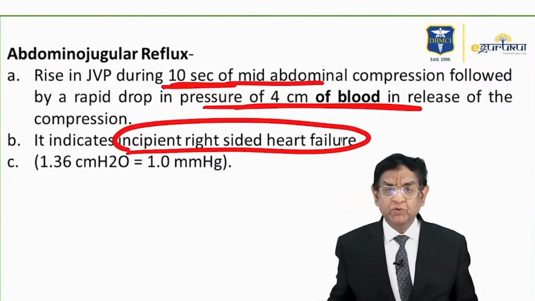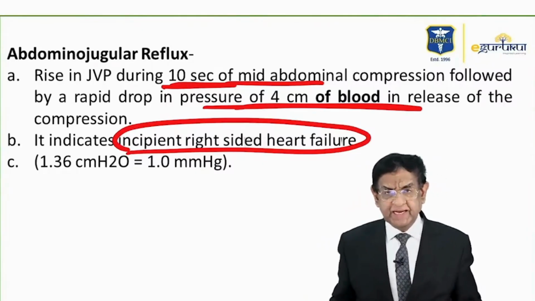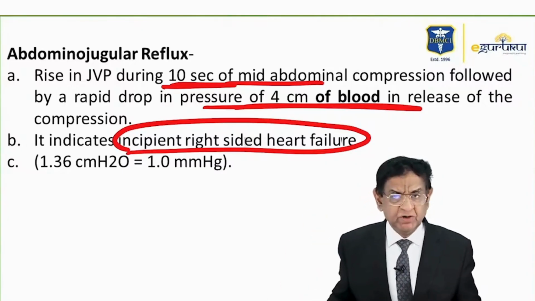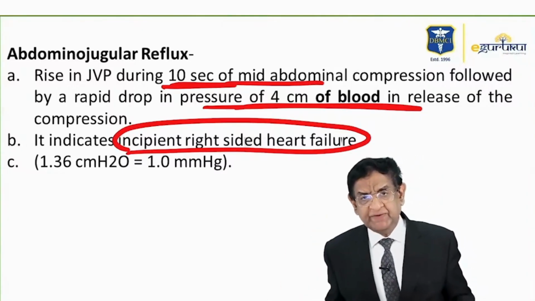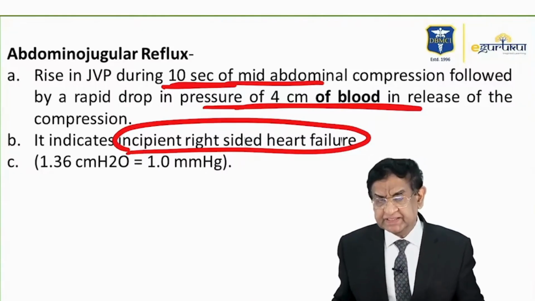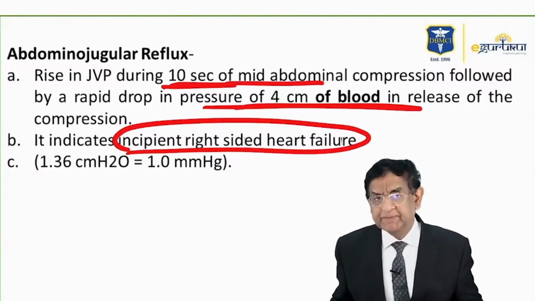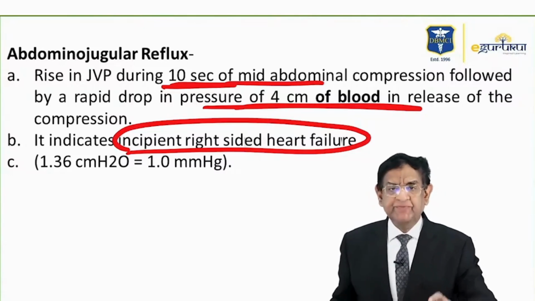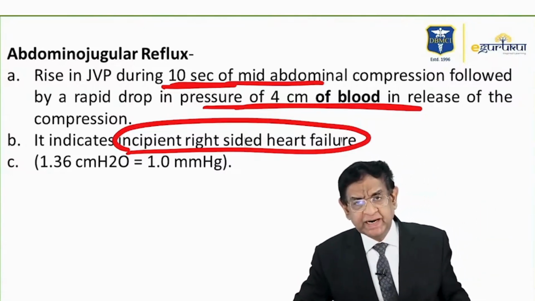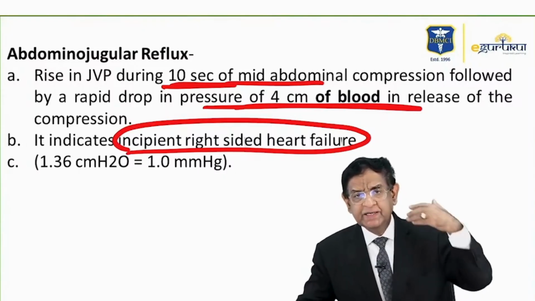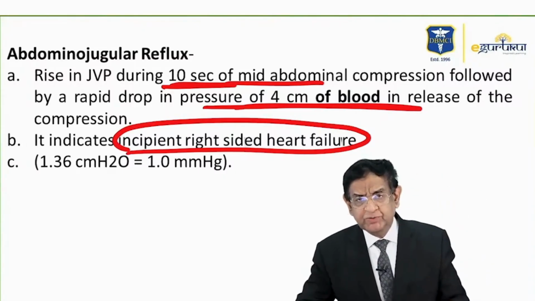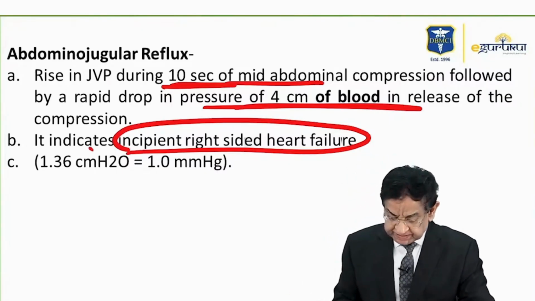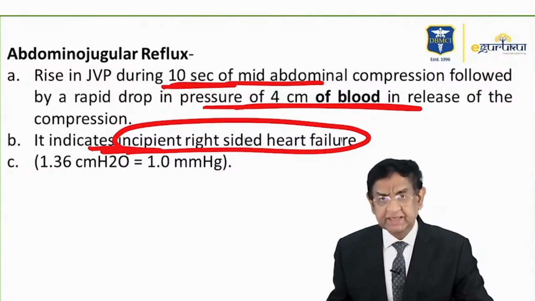So it is done only in those conditions where we clinically think the patient has right ventricle failure, but the JVP is not raised. So we are artificially raising the JVP, and if it is there, it's a positive reflux. Will you do it in a full-blown right ventricle failure? There's no point, it's already there. It's only for incipient, which means it may be there.